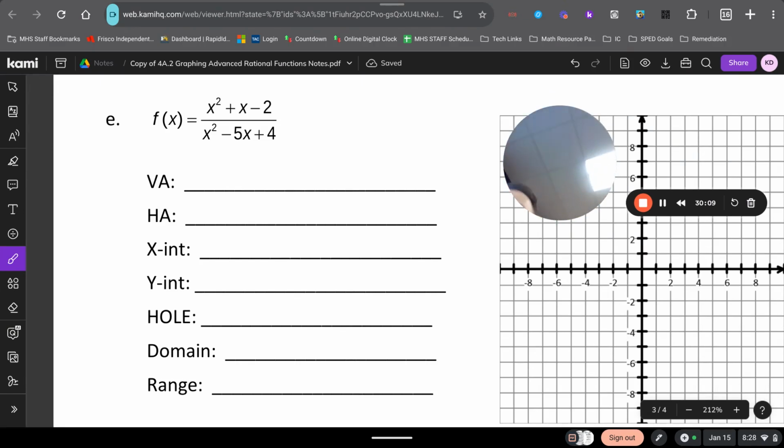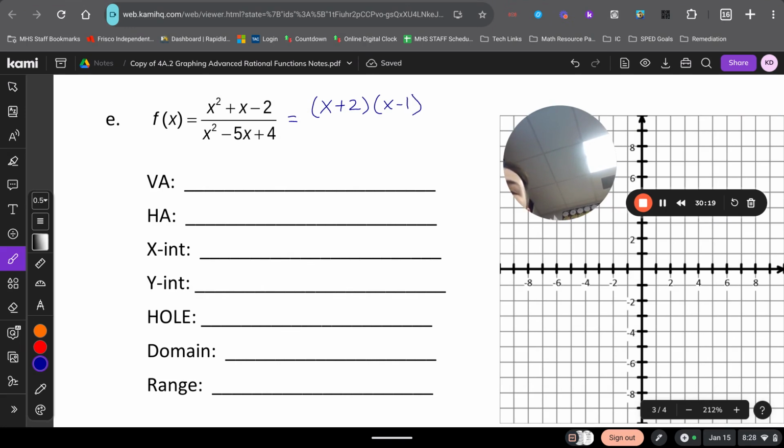So factors of negative 2 that add up to positive 1. That would be x plus 2 and x minus 1. And on the bottom, we have x squared minus 5x plus 4. So factors of positive 4 that add up to negative 5. That would be x minus 4 and x minus 1.